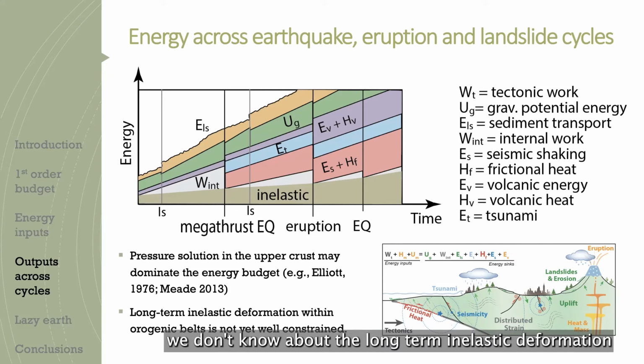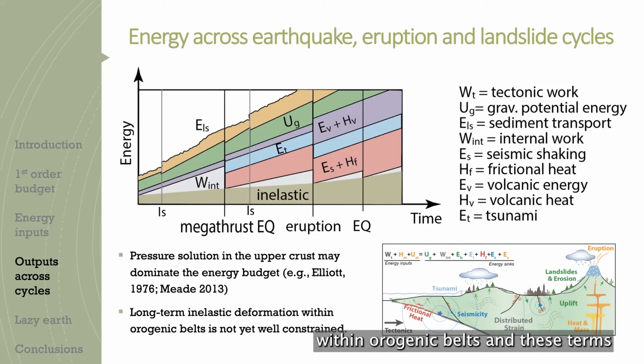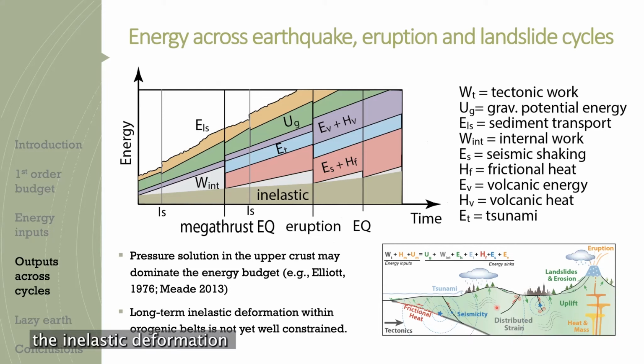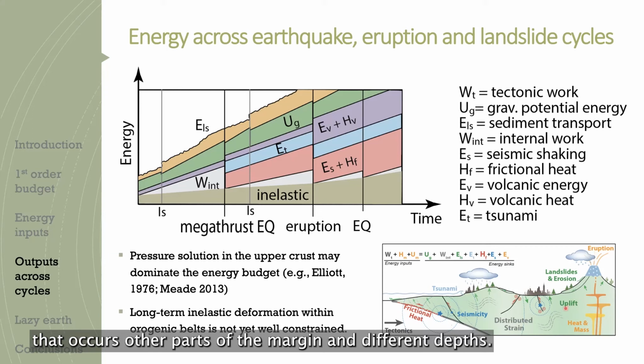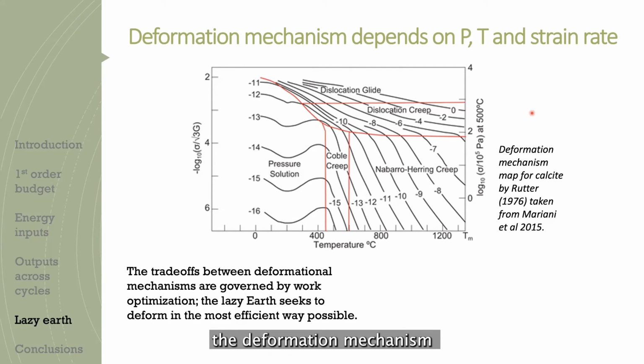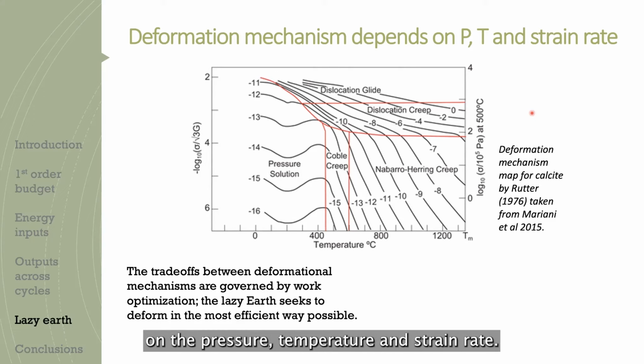But there's still a lot we don't know about the long-term inelastic deformation within orogenic belts, and these terms are not yet well constrained. Furthermore, the inelastic deformation that occurs in one part of the convergent margin may be very different than the inelastic deformation that occurs at other parts of the margin and different depths. Laboratory experiments have told us that the deformation mechanism that dominates any particular location in the crust depends on the pressure, temperature, and strain rate.